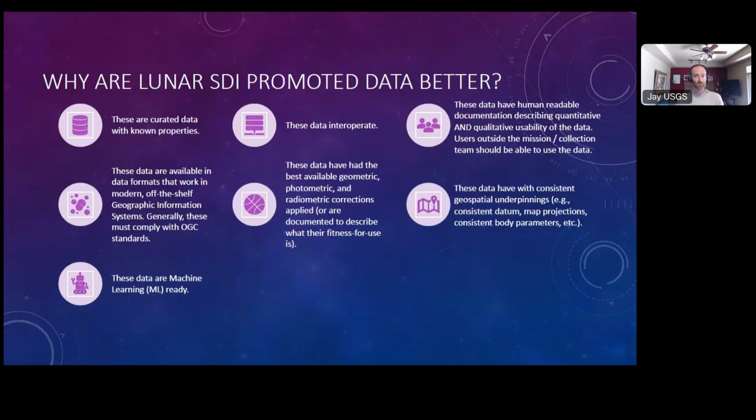And so as we see, for example, the MEPA issue, if you will, play out, the lunar SDI will be able to adapt to that to ensure that all these data that we are wanting people to use are consistent. These are data that have the best available geometric, photometric, radiometric corrections, or are documented describing where there are issues. These are data that are available in formats that are cloud native, that just work in your GISs, that you can pull down and do a minimal to no additional processing before analysis. And then one of the big ones now recently, these data are all AI ML ready. So you can take them and use them in your machine learning pipelines.